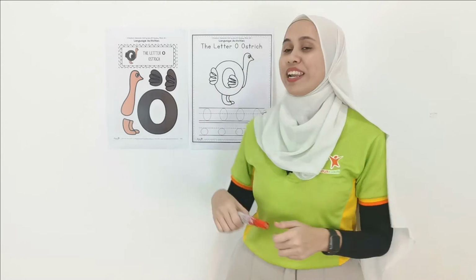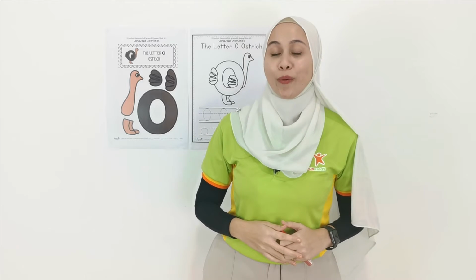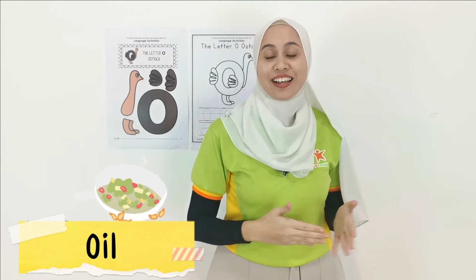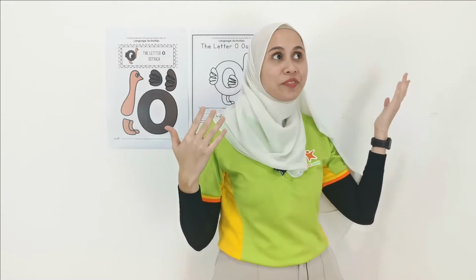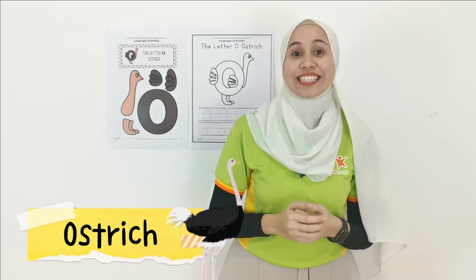Now, we got a new letter and it is letter O. What is the sound of O? O, O, O. That is the sound of O. It's like when you drop something. Oh, that is how we sound O. Now, O is for October. O is for oil. O is for octagon. O is for ostrich. Yes!